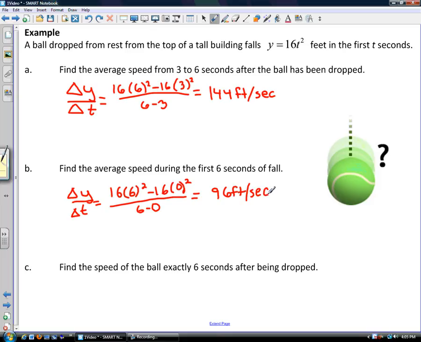Alright, well that makes sense. If we think about it, during the first 6 seconds, the average was 96 feet per second. And during that second half of it, the 3 to 6 seconds, the average is faster, because the ball is going to speed up as it's going further and further down, because of gravity, of course. And we're looking at speed and not velocity. If it was velocity, then this would be negative. So speed is just the absolute value of the velocity.